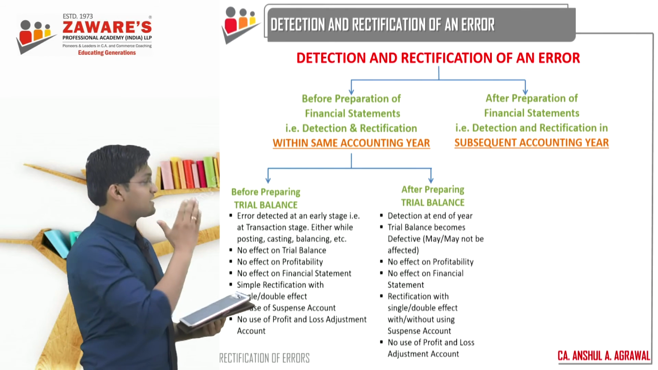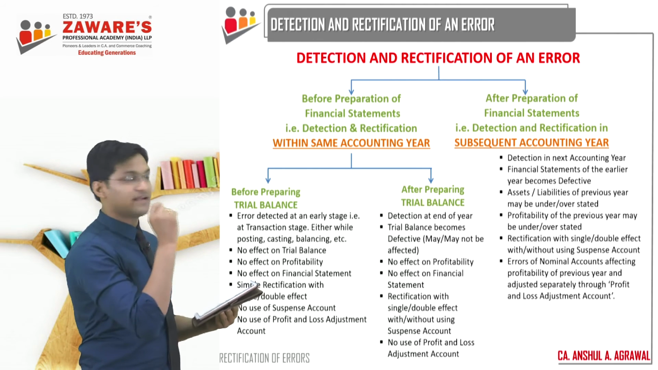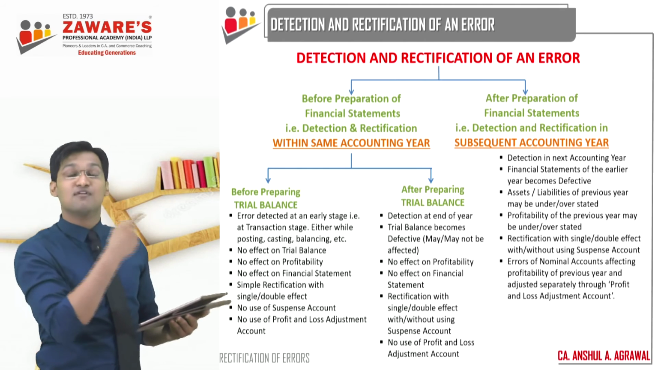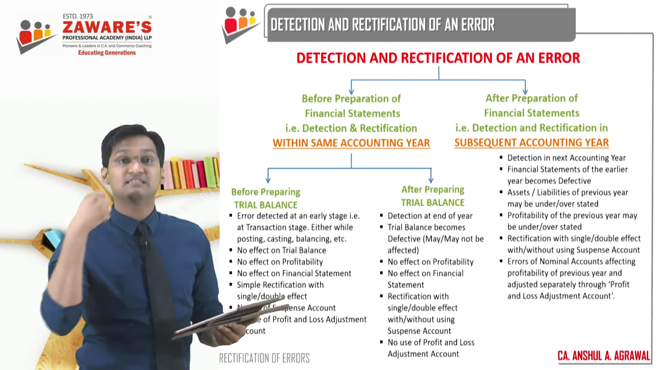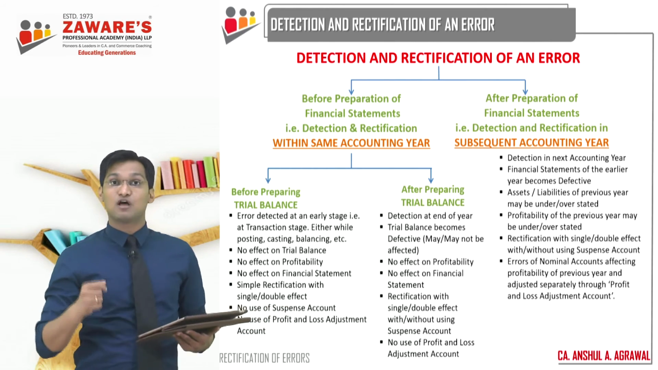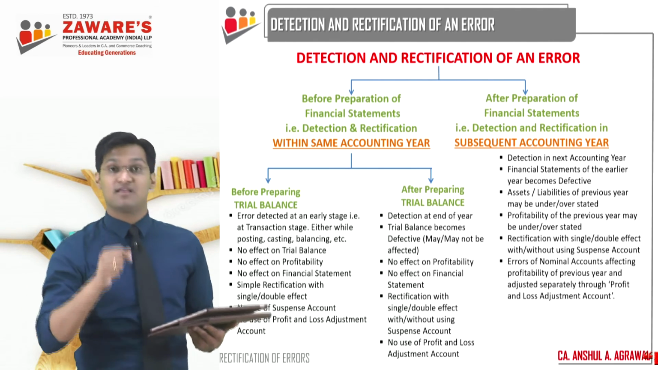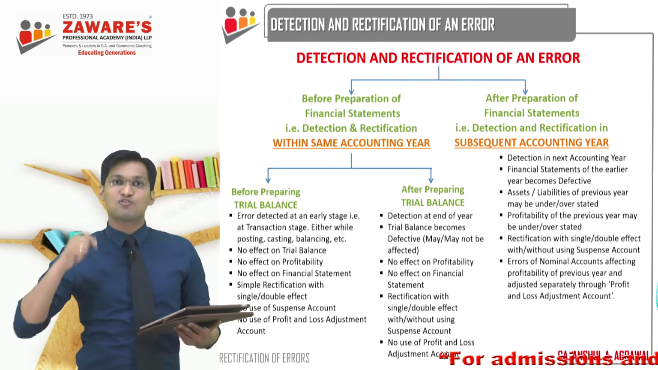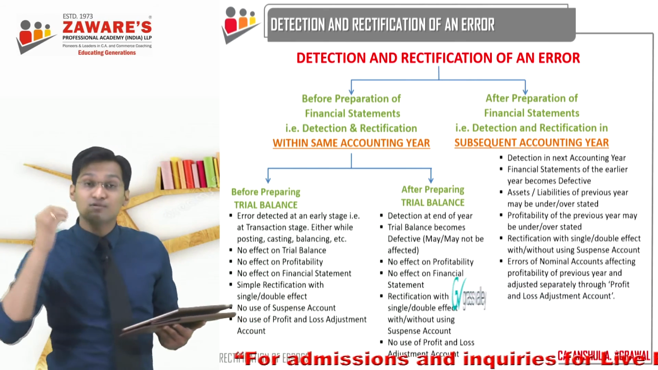It's not affecting your profitability and therefore you don't need to use profit and loss adjustment account. Now we'll see the last case. Under last case, the detection as well as rectification is taking place after preparation of financial statements. Financial statements बनने के बाद एरर डिटेक्ट होता है, रेक्टिफाई होता है. समझिए, 1st अप्रैल 2015 से 31st मार्च 2016 आपका फाइनेंशियल ईयर है. फाइनेंशियल ईयर खत्म होता है. यू प्रिपेयर ट्रायल बैलेंस, you close trial balance, you prepare financial statements, you calculate profit.